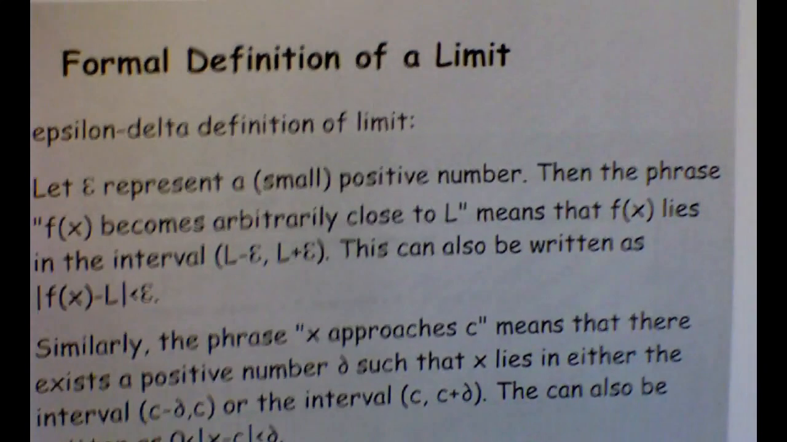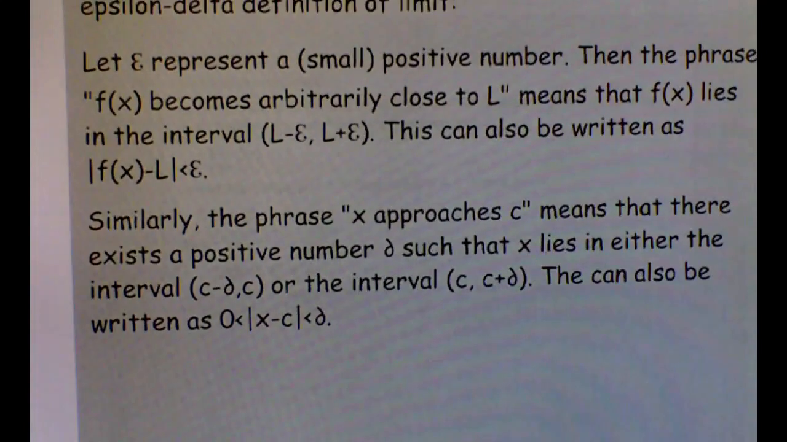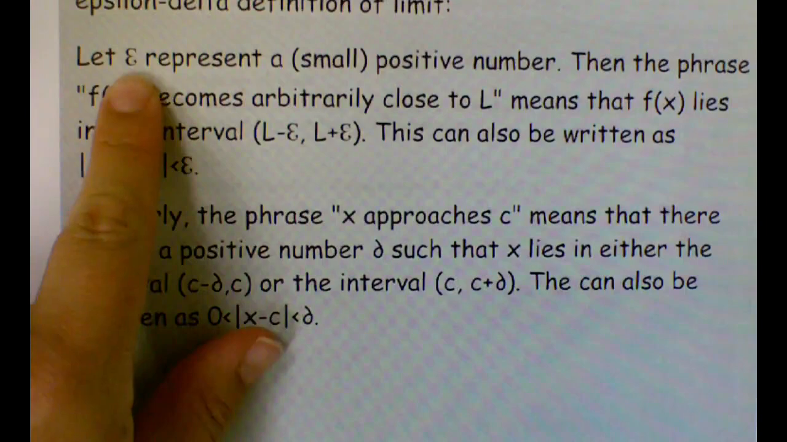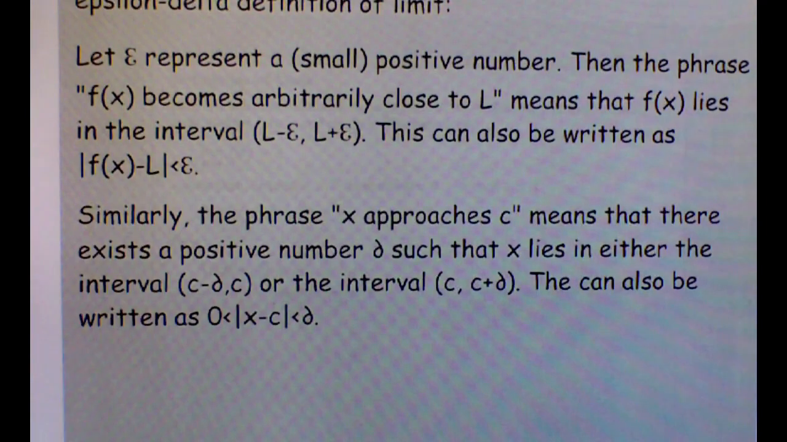And you won't have to do tons with this, but I need you to be familiar with it. Let epsilon, right, that's epsilon, represent a small positive number. Then the phrase f of x becomes arbitrarily close to L means that f of x lies in the interval L minus epsilon to L plus epsilon. This can also be written as the absolute value of f of x minus L is less than epsilon.